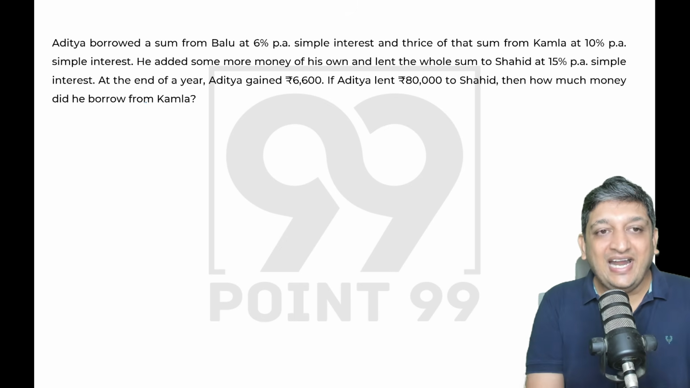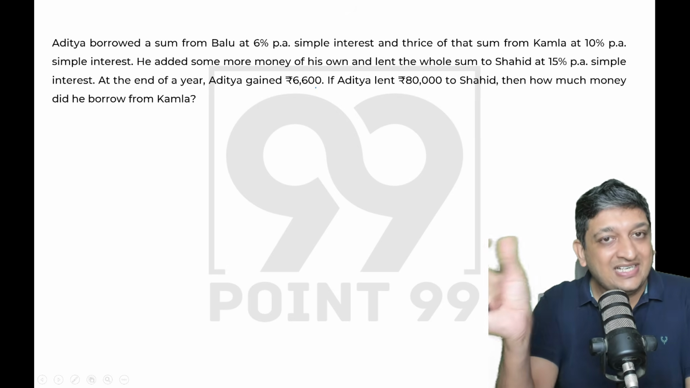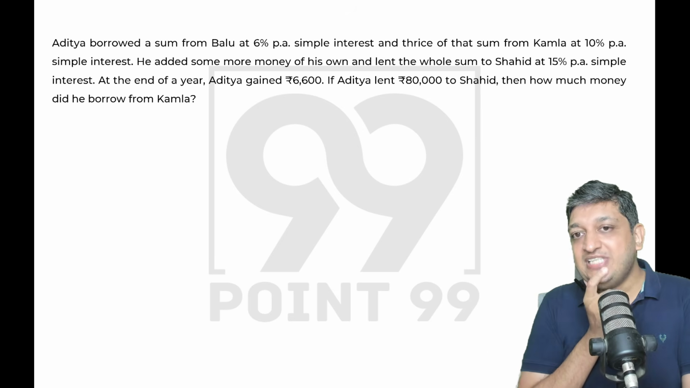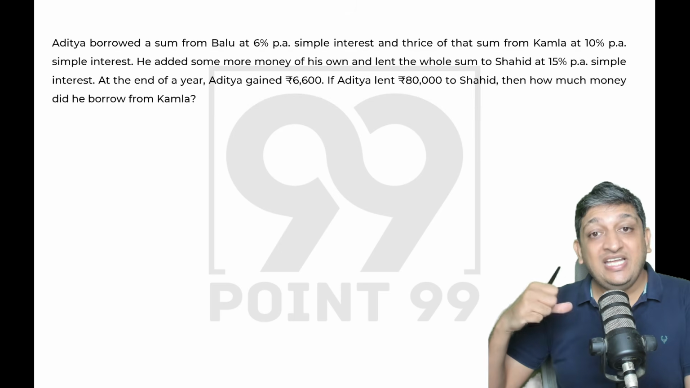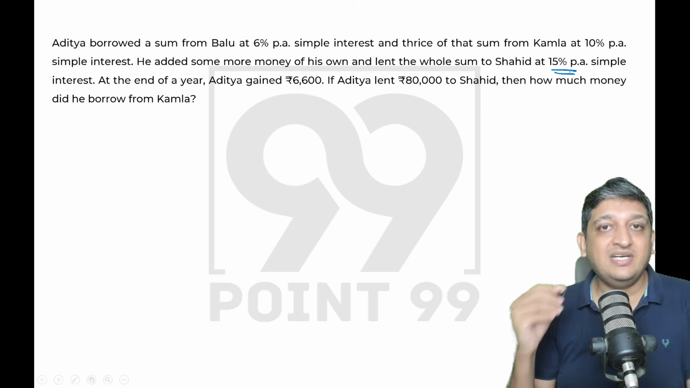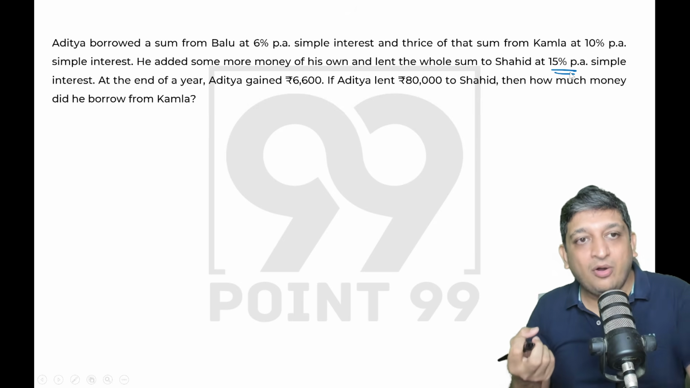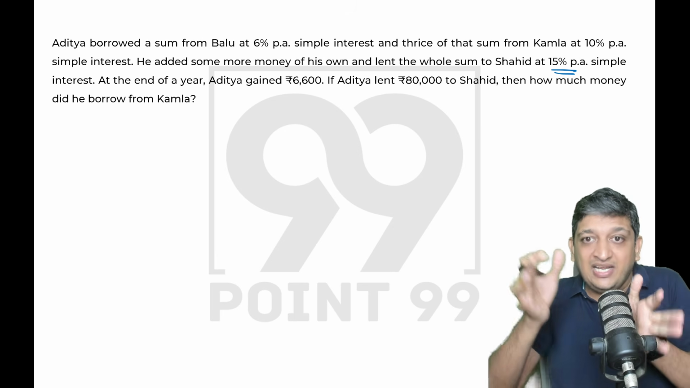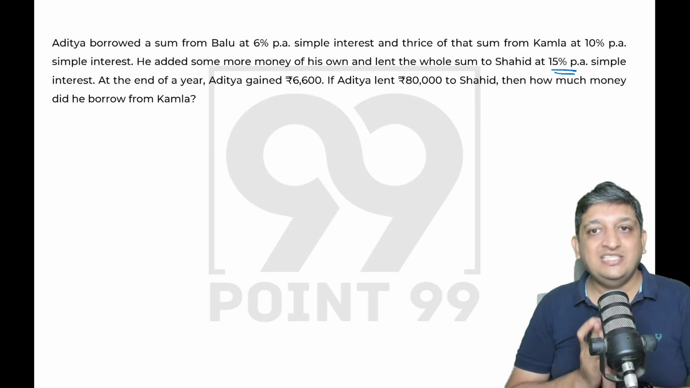So you have to understand, at the end of the year, Aditya gained 6,600 rupees because of this entire arbitrage opportunity. If Aditya lent 80,000 rupees to Shahid, then how much money did he borrow from Kamla? Right? So he lent 80,000 to Shahid, which was the 15% per annum transaction. And this was basically consisting of the amount that he took from Balu, some amount that he took from Kamla, something that he added from his own pocket, and that was 80,000 rupees. So that is basically the point here.